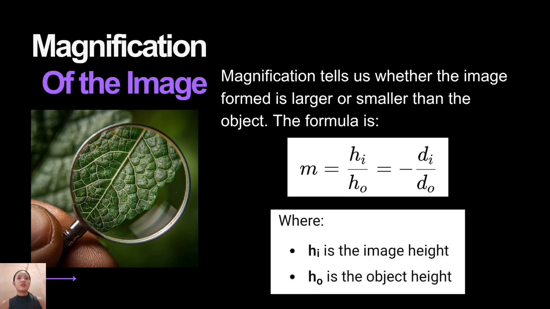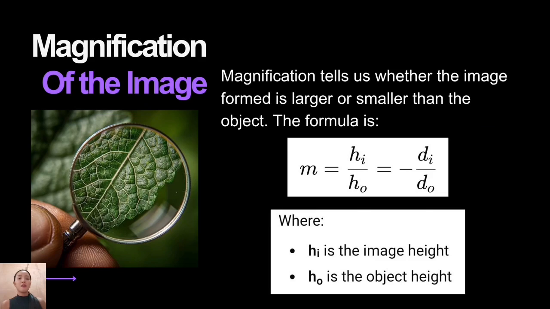So magnification tells us how big or small the image appears compared to the real object. The formula is m equals hi over ho, or it could be di over do, where hi is the image height and ho is the object height.